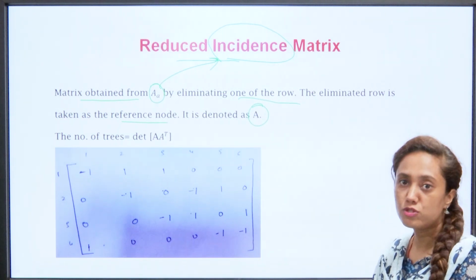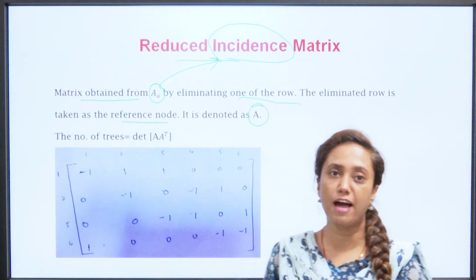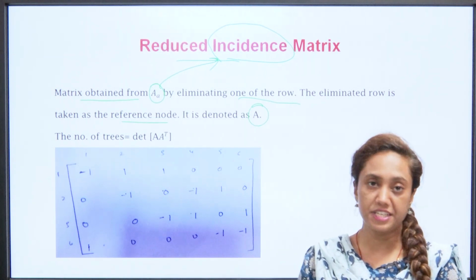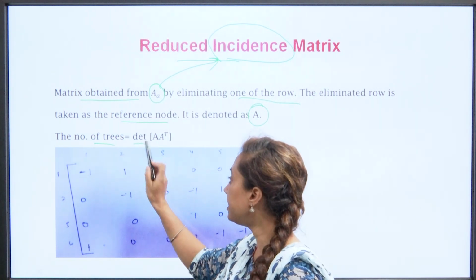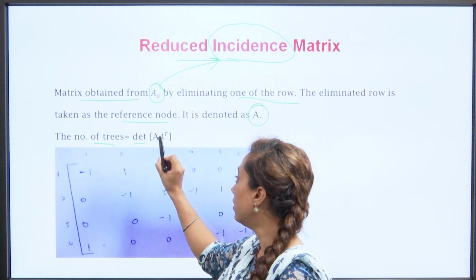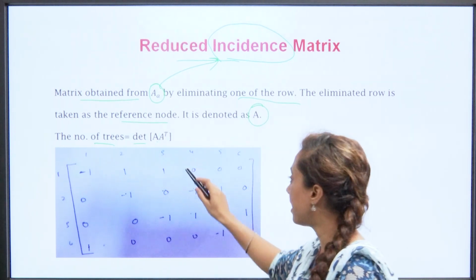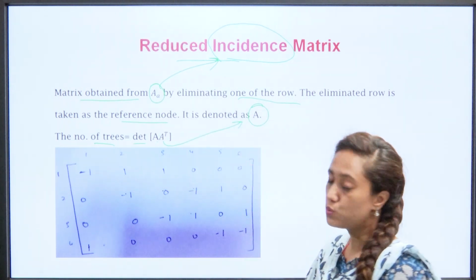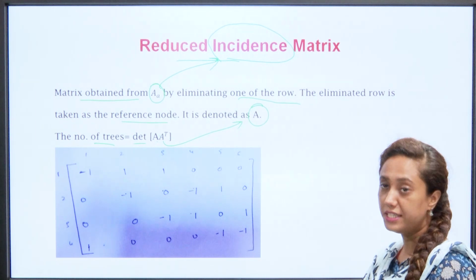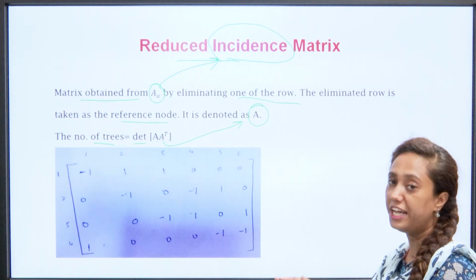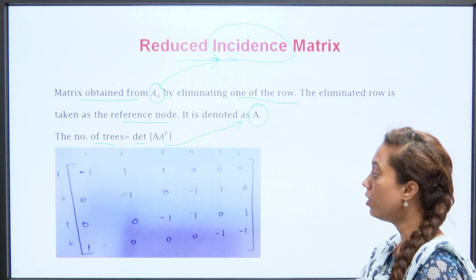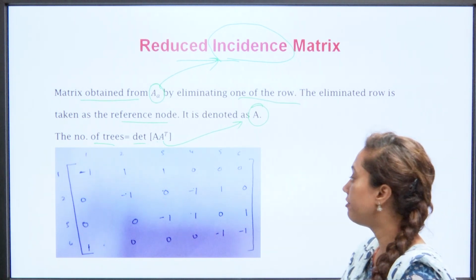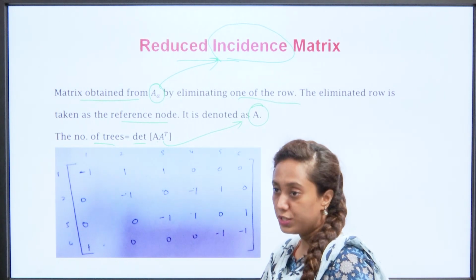Now, if the graph is not fully connected, or in general we have to find how many trees are there, then the formula for the number of trees is the determinant of the matrix A into A transpose. This A is actually the reduced incidence matrix, meaning the complete incidence matrix with any one row eliminated, which we take as a reference node. We will eliminate it, then we find the reduced incidence matrix.